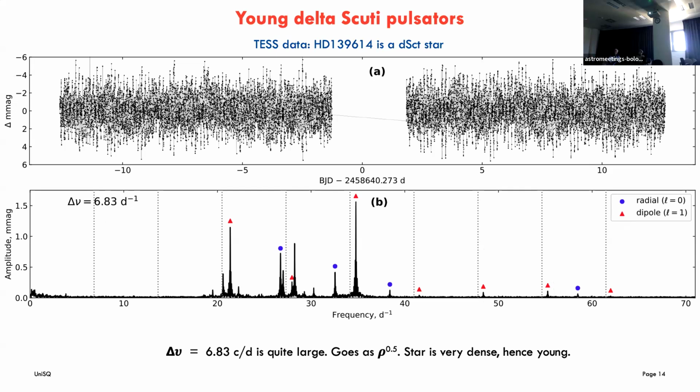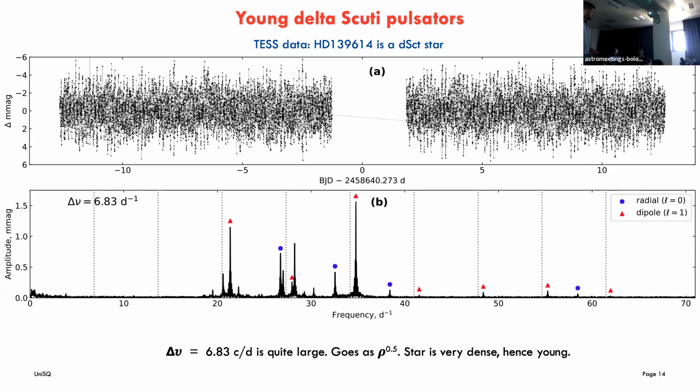Delta nu scales as the square root of the mean stellar density. So if you've got a large delta nu, you know the star is very dense. And so in this case, we know the star is very young, which is a surprise. I would have told you it has a planet-forming disk, so it's probably pretty close to the zero age main sequence.